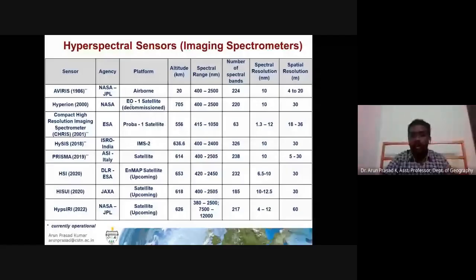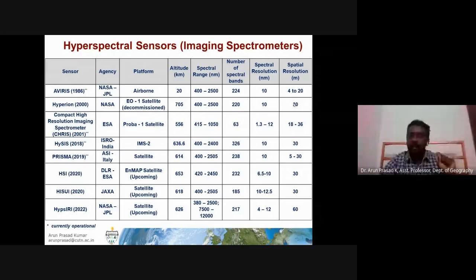Hyperion, the second example, is a spaceborne hyperspectral sensor from NASA, operational in Earth observation on the EO-1 satellite, which was decommissioned recently, in 2016, I think. It was revolving around the Earth at an altitude of 705 kilometers. So we see the difference between 20 kilometers and 705 kilometers. At that height and speed it can image the Earth at only 30 meter resolution, meaning one pixel of a Hyperion image represents 30 meters by 30 meters on the ground.